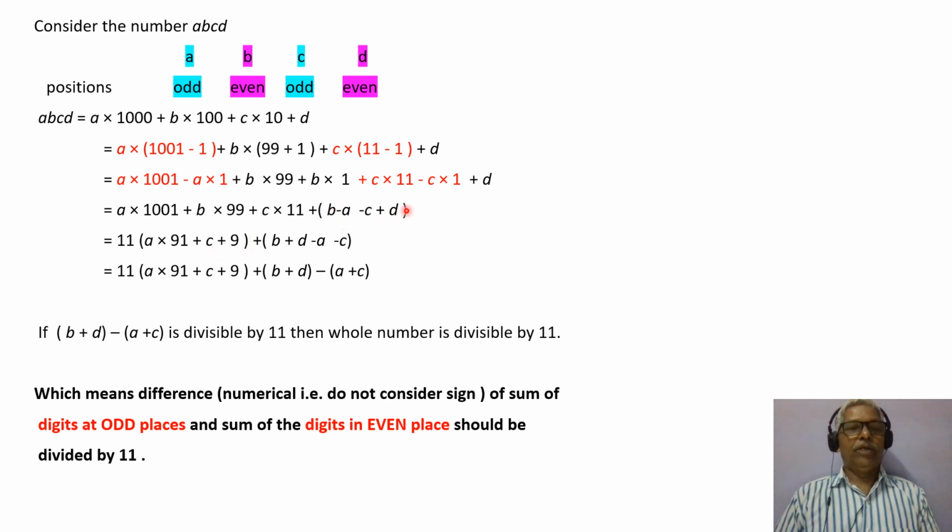Consider positive terms together, B plus D minus A minus C, some rearrangement for some purpose. Now take this term, write this term as it is, plus B plus D, taking minus 1 common, A plus C. Okay, what do you see? See, if B plus D minus A plus C is divisible by 11, then the whole number is divisible by 11, because this term is divisible by 11, as it has 11 as a factor.